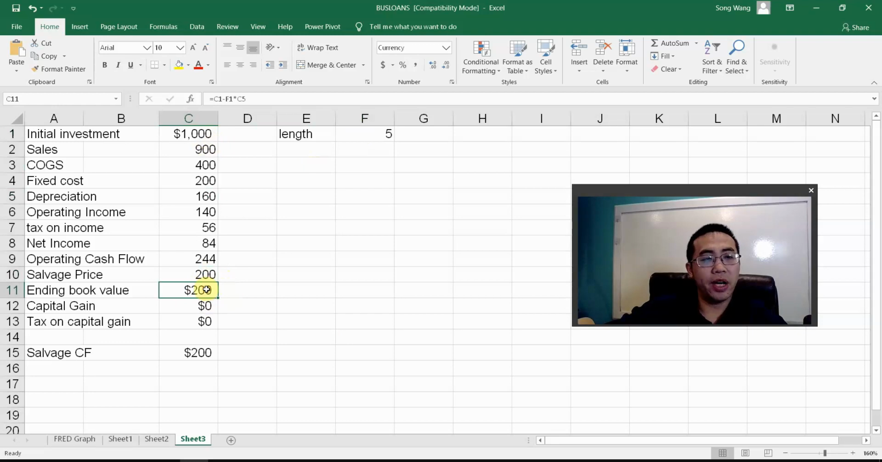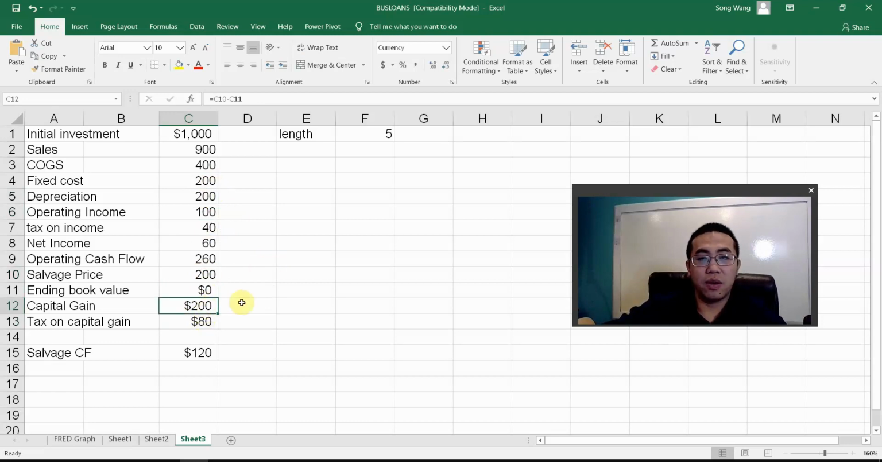So when the salvage price matches the ending book value, my capital gain is zero. I pay zero tax on capital gain. So what happens if my annual depreciation this time is changed to 200? Then my ending book value would be zero. So on the book, my assets will be worth nothing. But still, I sell it for $200. I make a capital gain on it.